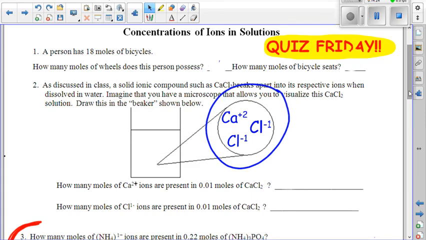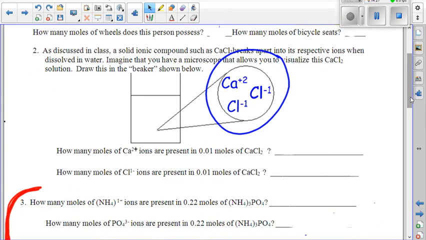And then it goes ahead and asks you a couple of questions. So how many moles of calcium ions are present if you have 0.01 moles of calcium chloride? So how many moles of calcium would that be? Not quite. If you have 0.01 moles of the whole thing, how many moles of just calcium will you have? 0.01, because there's only 1 calcium in each one of those. If you have 0.01 moles of the whole thing, how many moles of chlorine will you have? You got it.